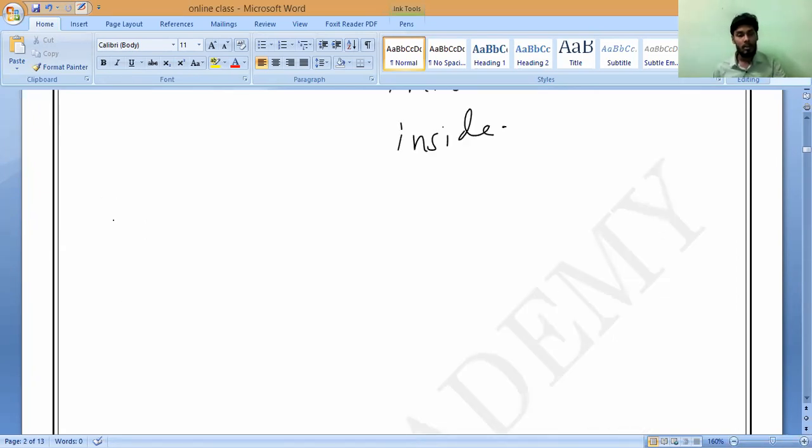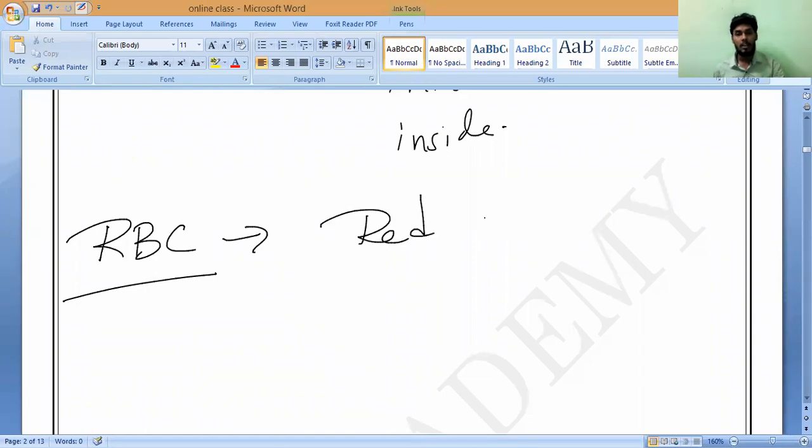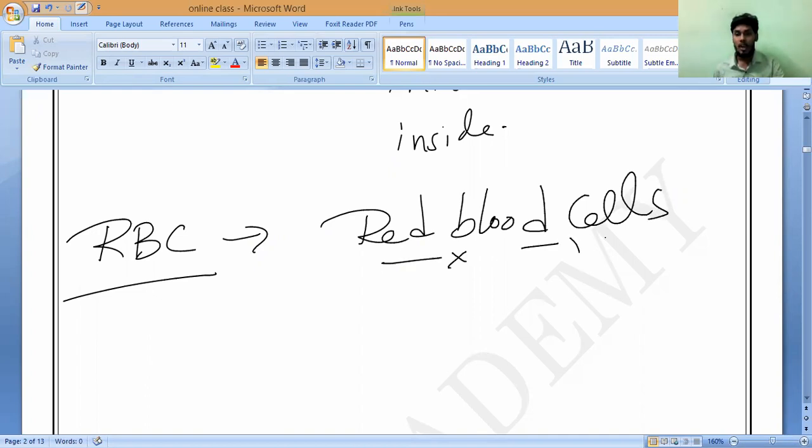If plasma is over, what is the second one? RBC. So what is the form of RBC? Red blood corpuscles. Understanding? Red blood corpuscles, or you can also take cells. Both are correct. So, red blood cells. Let us take red blood cells only because we are familiar with that, correct? But you remember corpuscles. So red blood cells, what we used to call RBC.